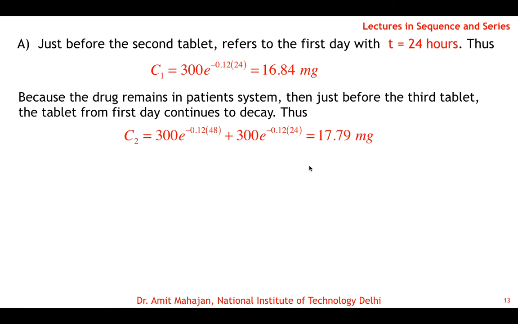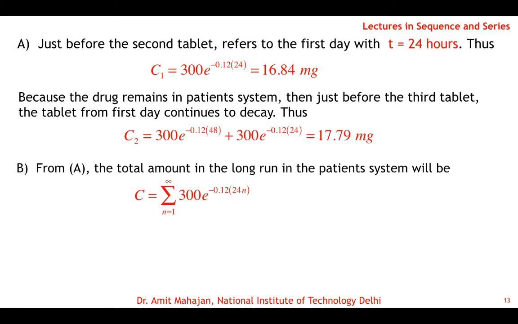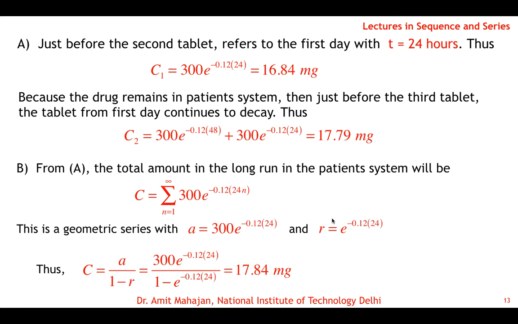In the long run, if we have to calculate this, it will be an infinite series, with n varying from 1 to infinity, 300 e raised to power minus kt, where t is 24n. n varies 1, 2, 3, and so on, so it's an infinite sum. You can see that this is a geometric series with a as 300 e power minus 0.12 into 24 and r as e power minus 0.12 into 24. So in the long run we can calculate using the geometric series. We know that the sum is a over 1 minus r. So we can just plug in the values of a and 1 minus r and solve it. We'll see that in the long run the amount of the drug remaining will be 17.84 mg in the patient's body.